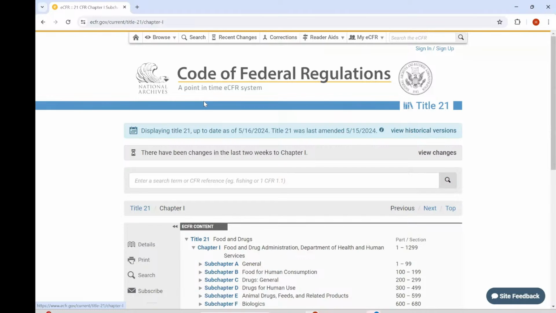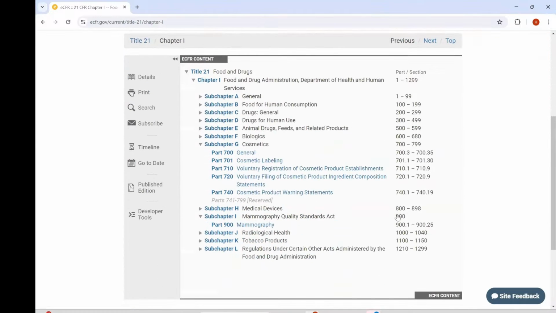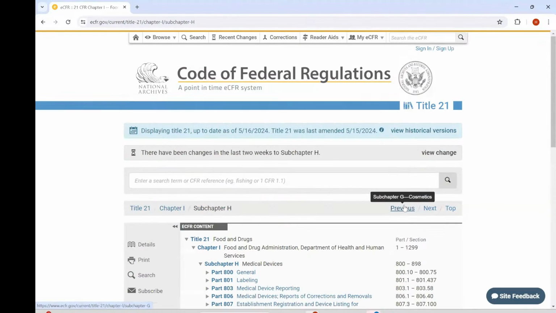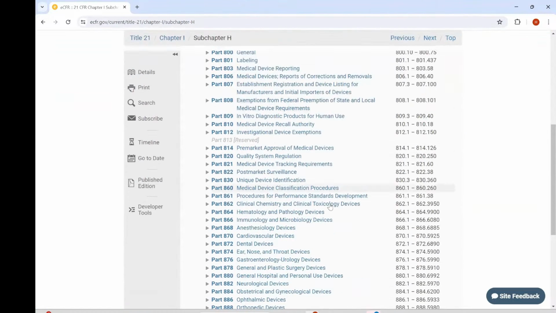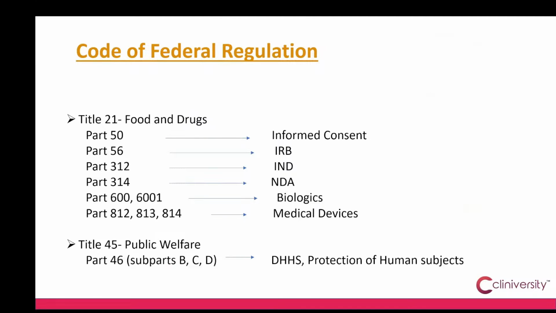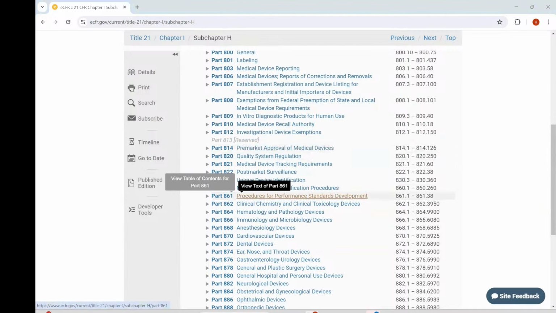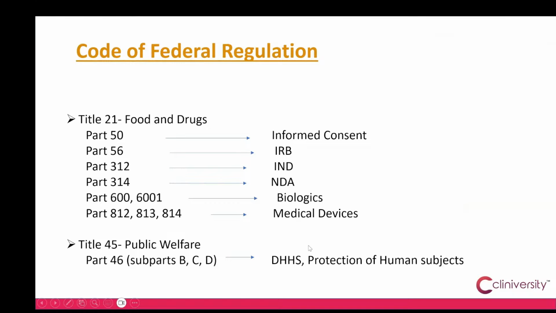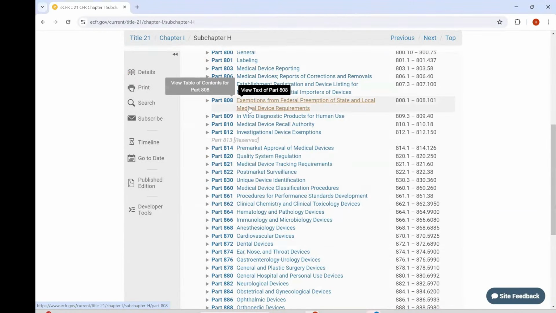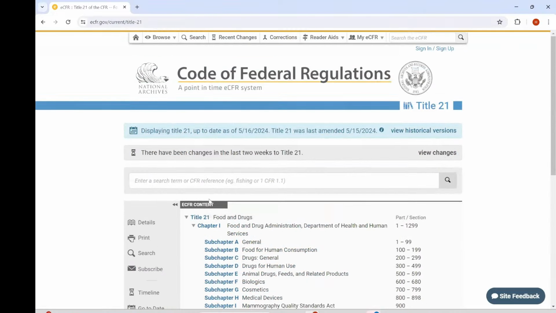So let's go back and check. So part 800. So it's in here. So it's about medical devices. So 812 is investigational device exemption, and 814 is pre-market approval of medical devices, and 813 is reserved. Maybe they are doing some updation related to this particular 813, and then 814 is for your pre-market approval of medical devices.